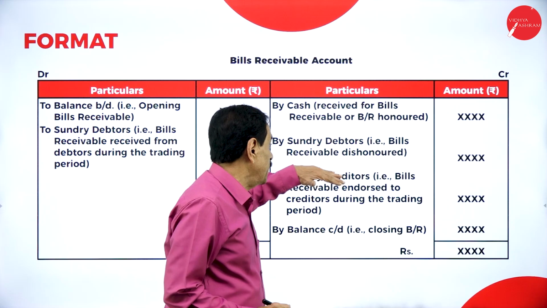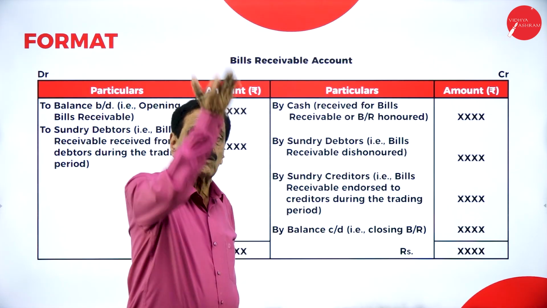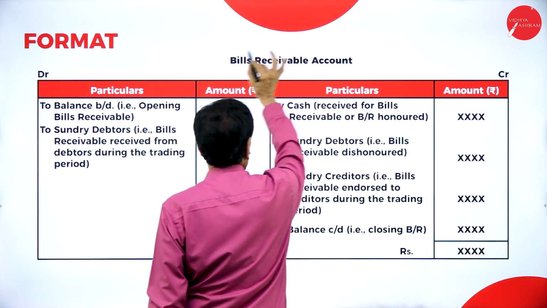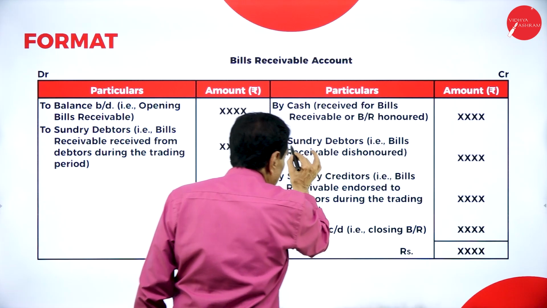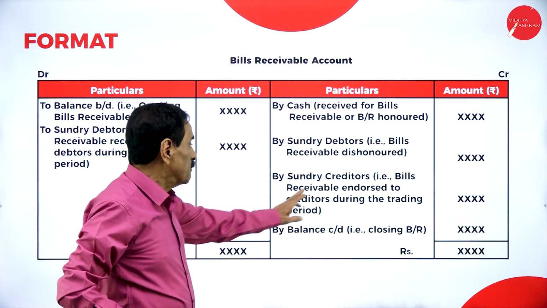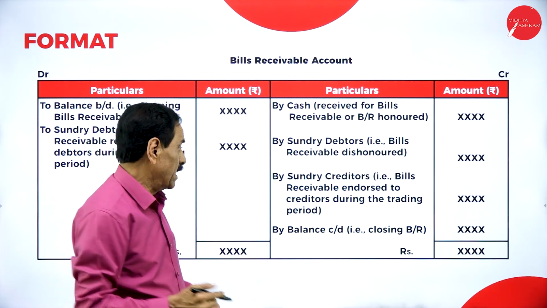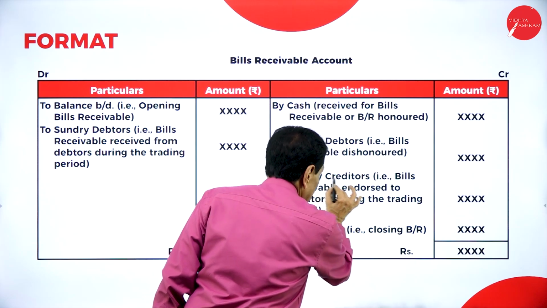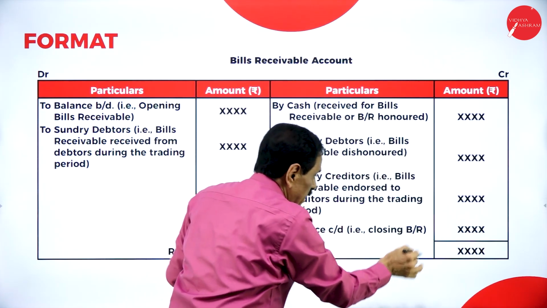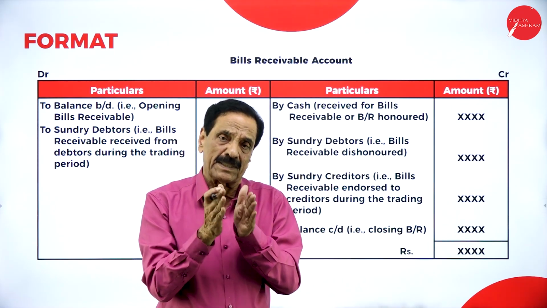By sundry debtor, BR receivable dishonored. When it becomes dishonored, what will happen? Debtor account will be raised. This entry will be debtor account debit to bill receivable account. By sundry creditor, whatever the bill you gave is endorsed to the creditor. What is the entry? Sundry creditor account debit to bill receivable account. Then whatever the difference is, this is the closing balance which we have to receive from our customer.